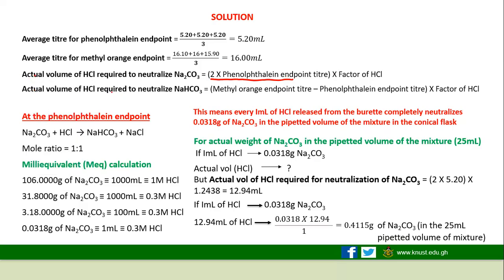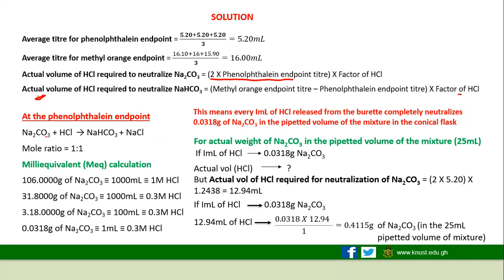Now, the volume of the HCl that neutralized just the bicarbonate is the methyl-orange endpoint minus the phenolphthalein endpoint. And then for us to get the actual one, or for us to correct it, we multiply by the factor of HCl, right? Good. So we take note of these formulas.